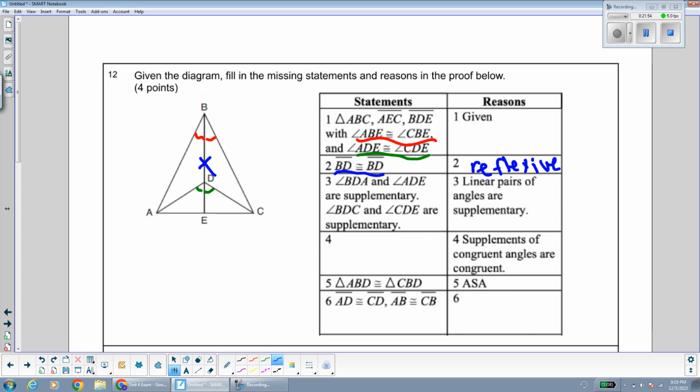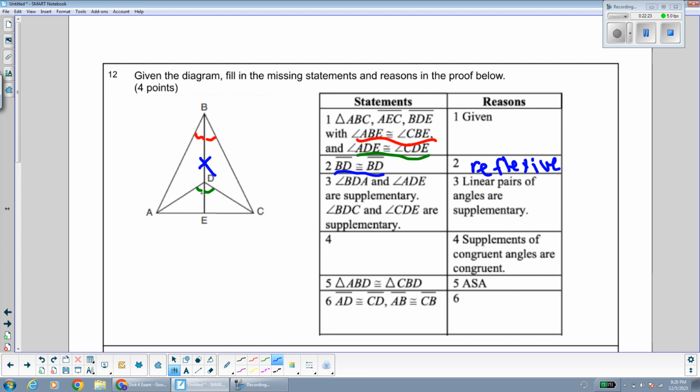Next, they tell us that angle BDA, so that's this angle over here, and angle ADE are supplementary. And then they tell me that angle BDC, this one over here, and the one right next to it are supplementary. So if these two angles are both supplementary, the congruent angles, let's say these two angles are 80. Well, this one would have to be 100 to make 180 with this one. And this one would also have to be 100 because these angles are the same.